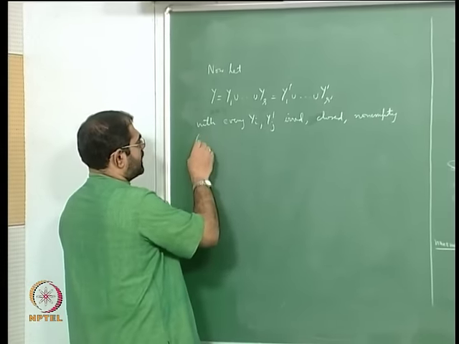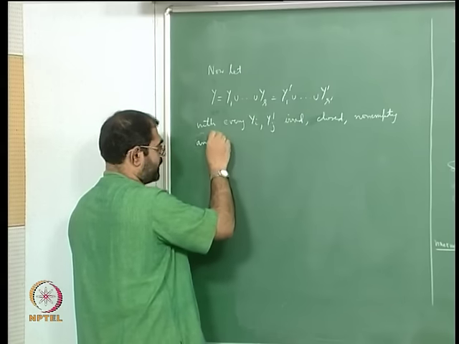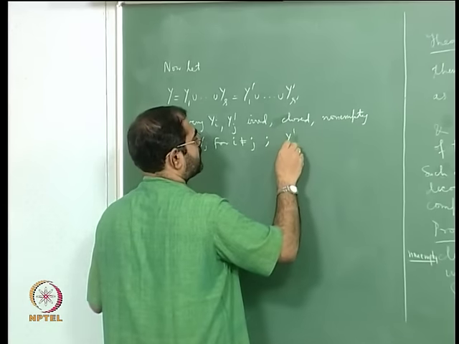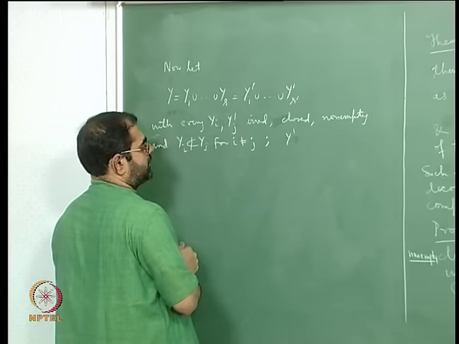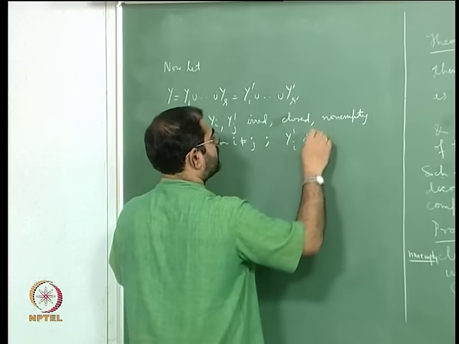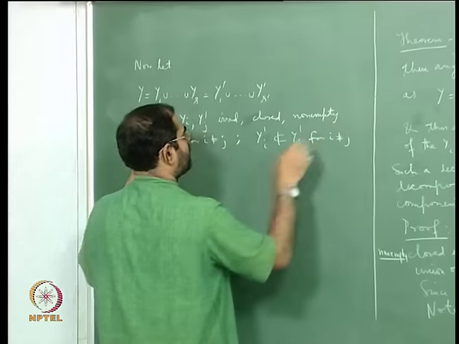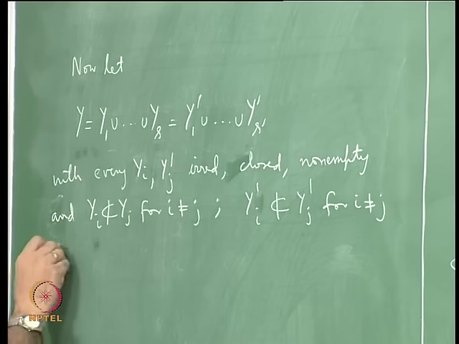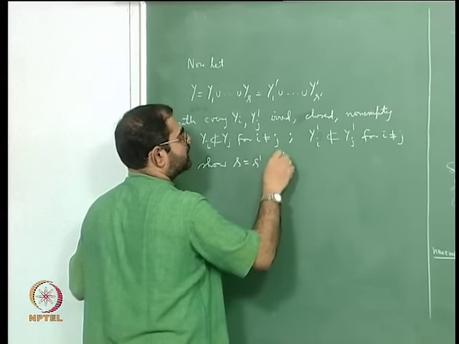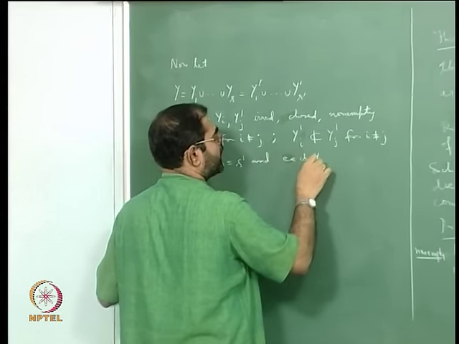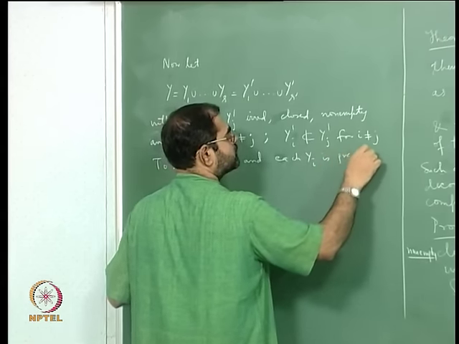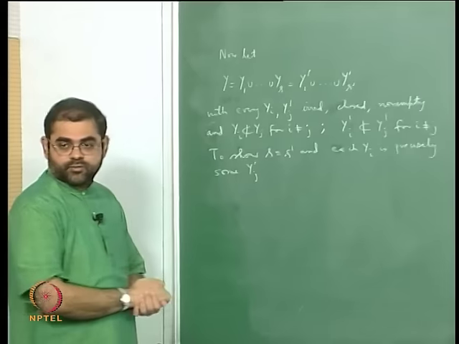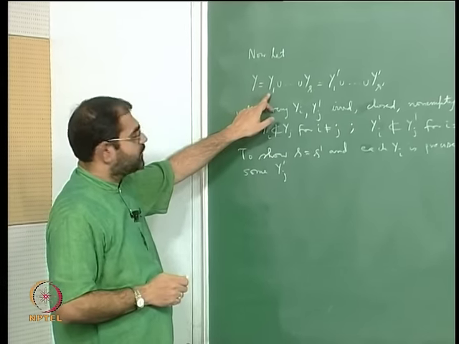Okay, and of course you are assuming that there are no redundancies. Yi is not contained in Yj for i not equal to j. Y prime i is not contained in Y prime j for i not equal to j. But of course here the indices are from 1 to s prime, and here the indices are from 1 to s. Okay, that is to show s equal to s prime, and each Yi is precisely some Y prime j. That's what you have to show. So, and how do you do that? It's very very simple. You see, so let me first state it in words. I'm going to use that lemma.